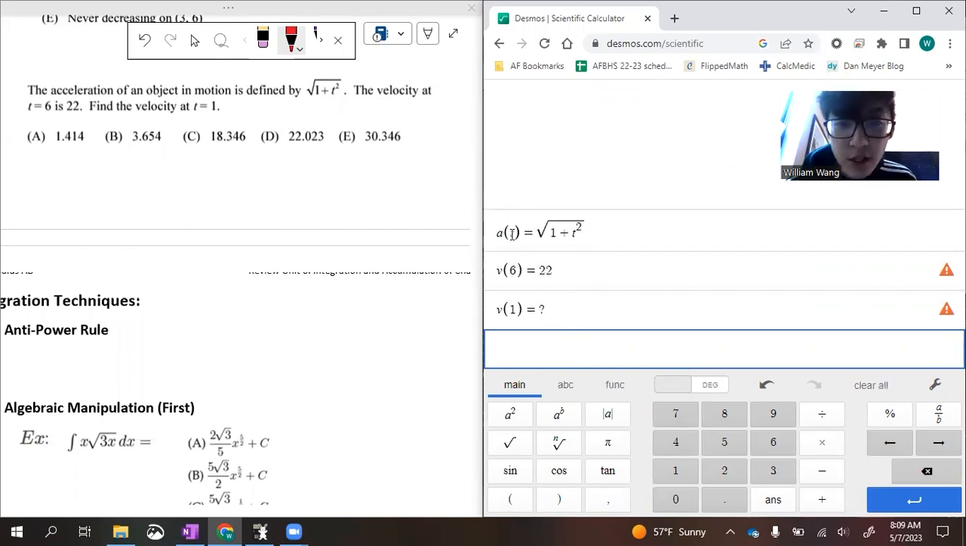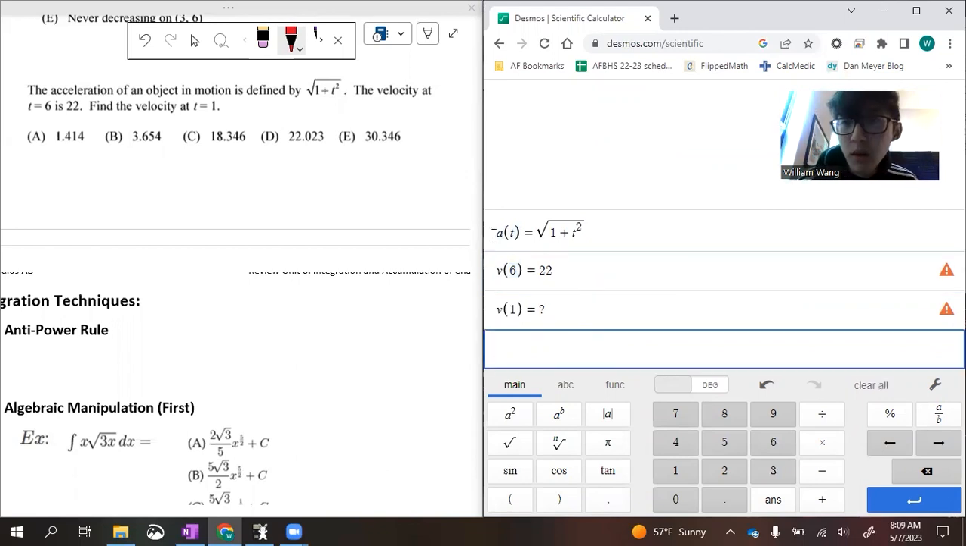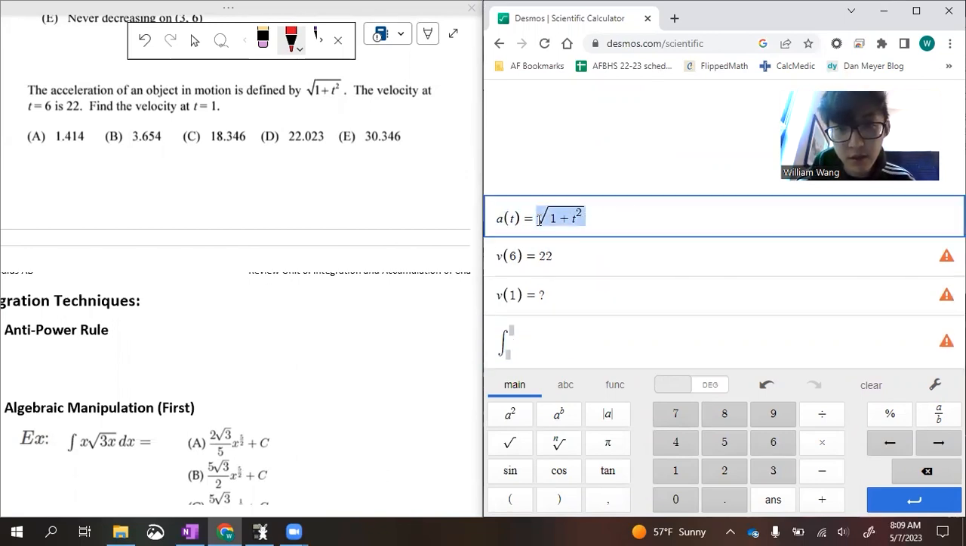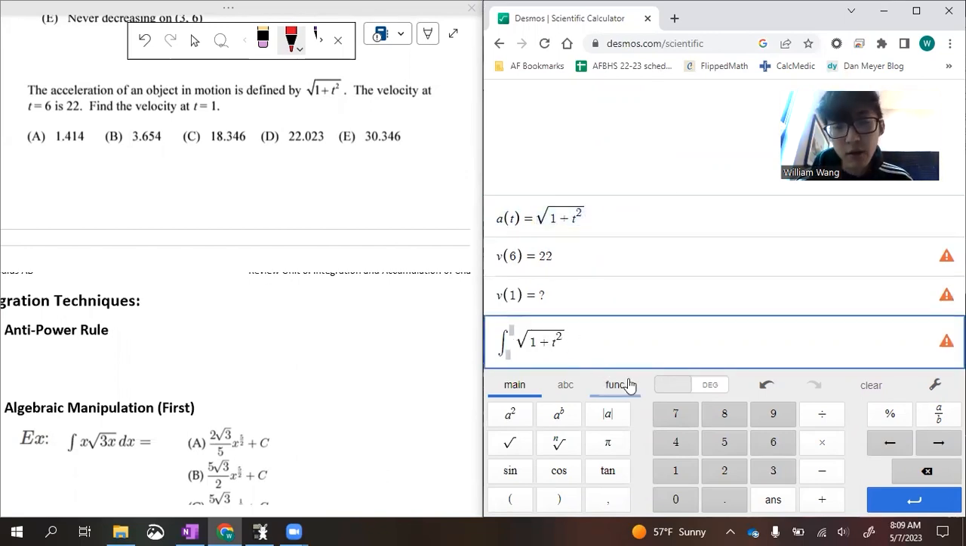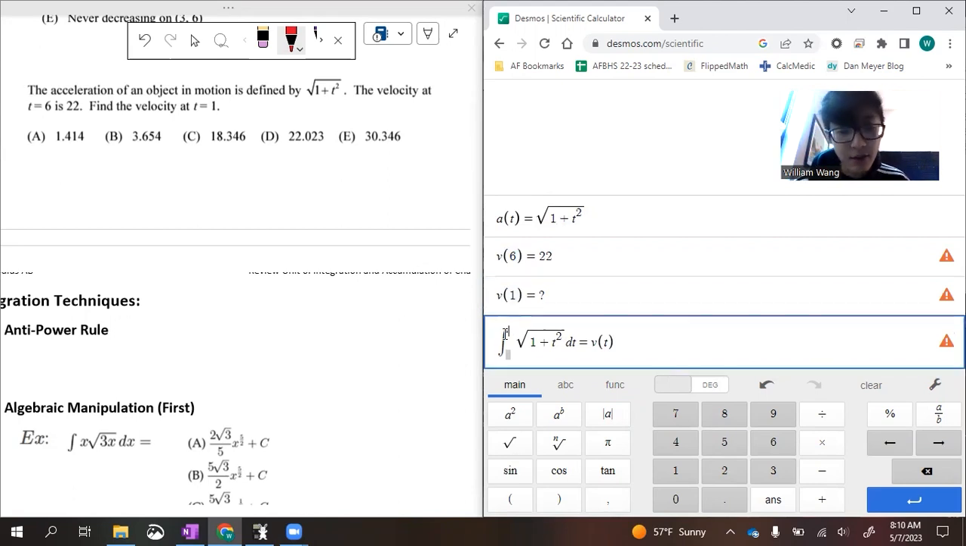First question, how do I get from acceleration to velocity? Well, what I would do is integrate acceleration, right? So I'm going to take the integral of this square root of 1 plus t squared function. That's equal to my velocity. However, I want this v of 6 and v of 1 value in my equation, right? So to do that, I'm going to make this a definite integral. So integral from 1 to 6.